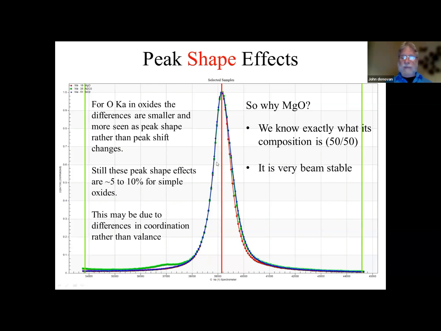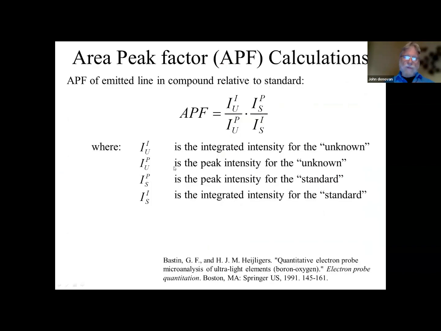And it's extremely beam stable. Periclase is an amazingly robust mineral. And it's inexpensive and high purity and easy to mount and polish. And also it serves as a nice fluorescent mineral for our beam location. All right. So the area peak factor correction published by Bastin back in the 90s is a very cute little equation. It's basically relating the integrated intensity to the peak intensity between the unknown and the standard.